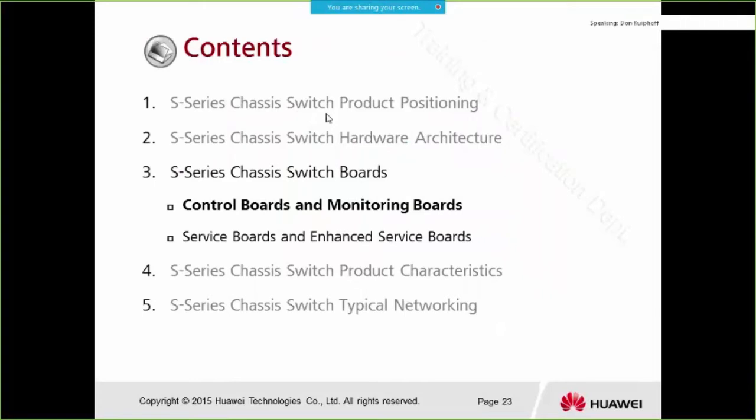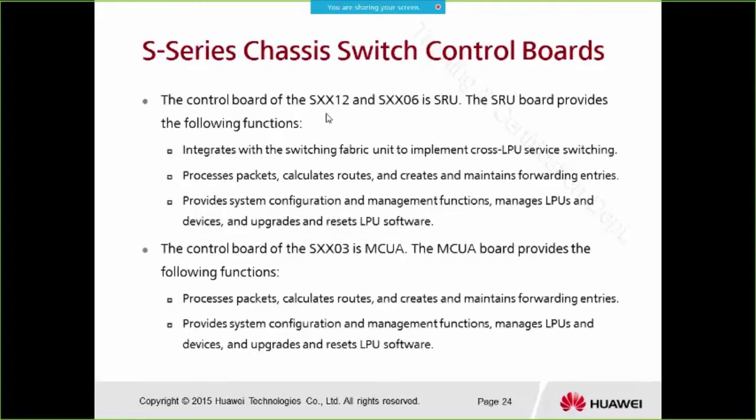Okay, next I will introduce the control boards and monitoring boards of the chassis switch. The control board of the S77 or 9712 or 06 is the SRU. The SRU board provides these functions: it integrates with the switching fabric unit to implement cross-LPU service switching, processes packets, calculates routes, and creates and maintains forwarding entries, provides system configuration and management functions, manages LPUs and devices, and upgrades the LPU software. So the SRU is like the brain of the chassis switch.